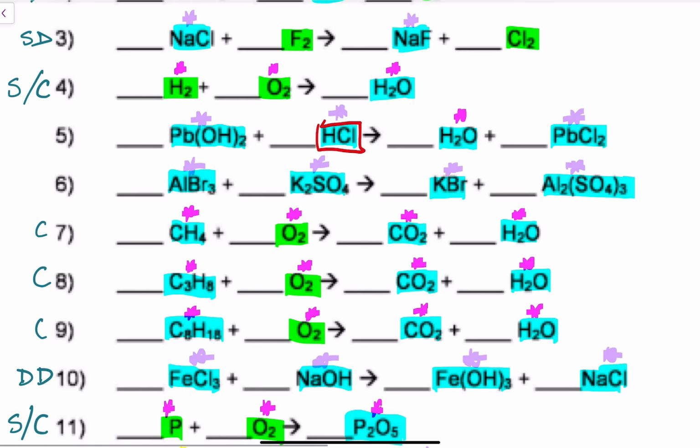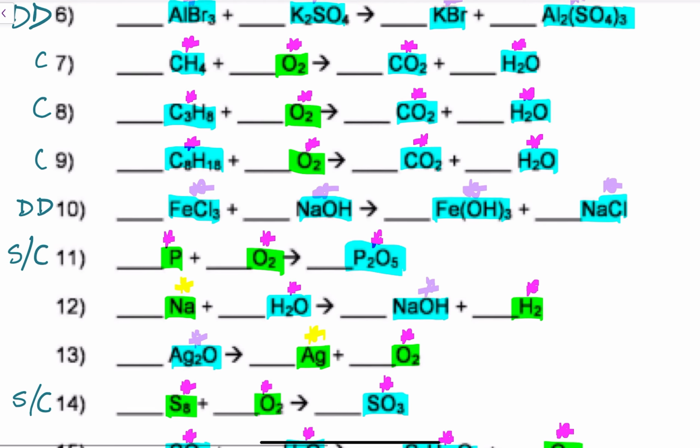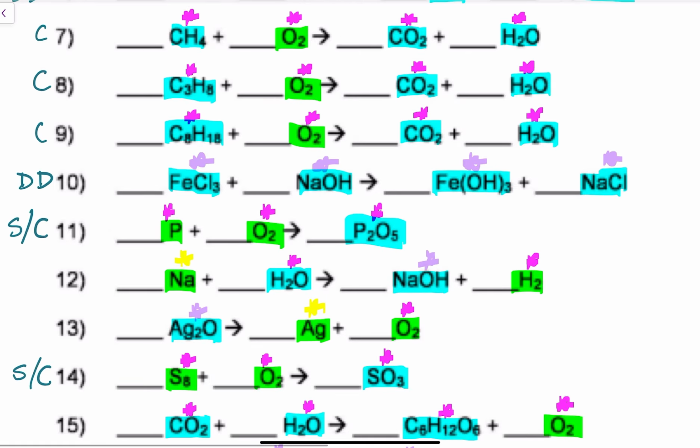All right, so number 5, I've got a compound reacting with a compound to make 2 new compounds. What pattern does that fall under? Yes, sir. Double displacement right there. Okay, number 6, I've got aluminum bromide reacting with potassium sulfate to make potassium bromide and aluminum sulfate. Double displacement again. Okay, 7 through 9 are what we call combustion of hydrocarbons.